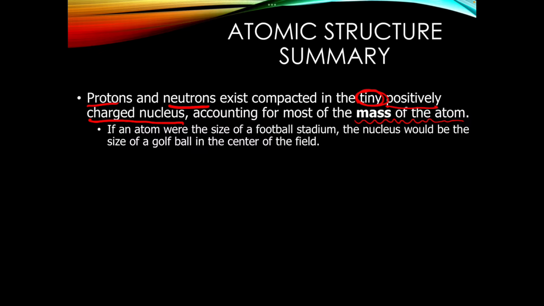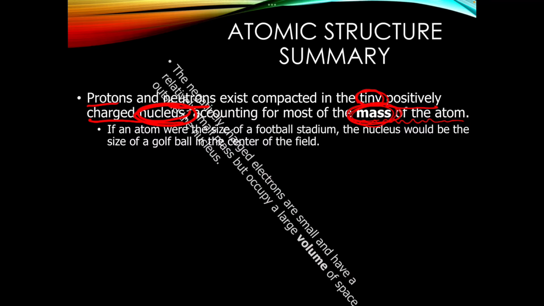So the fact that the protons and the neutrons exist in the nucleus, that's where all of the mass goes. So when you hear about the nucleus, I want you to think, oh, that's where all the mass is. The protons and the neutrons make up all of the mass. And again, if the atom were the size of a football field, the nucleus is the size of a golf ball in the middle, which is crazy to me.